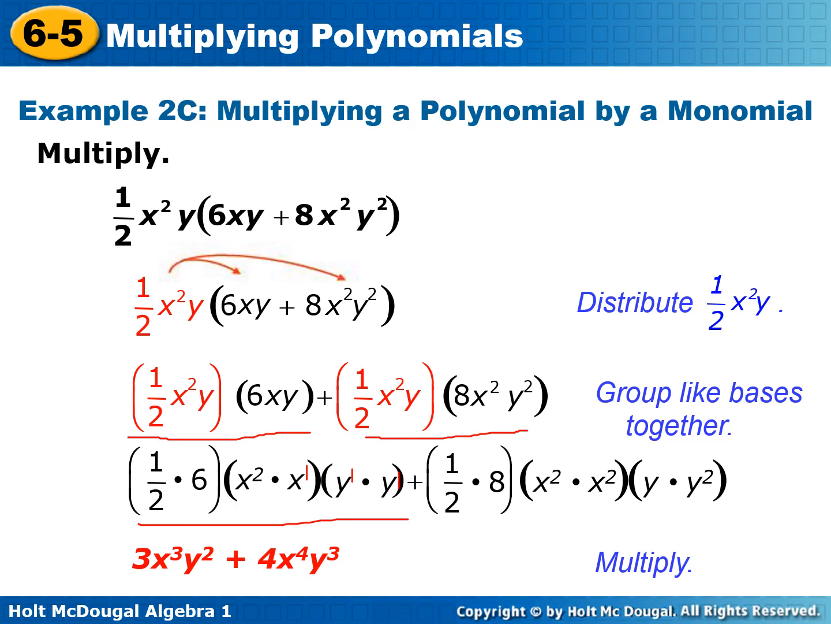Plus, we now deal with this one. Okay, so 8 times 1 is 8 divided by 2, that is 4. So we have here 4, x to the power of 4, y to the power of 3. All right. Okay, next example.